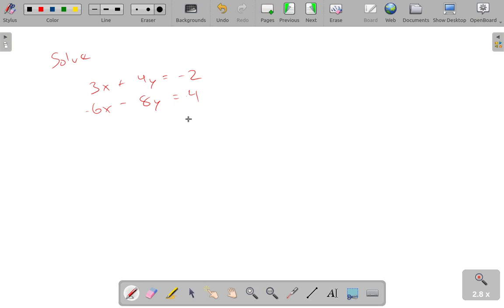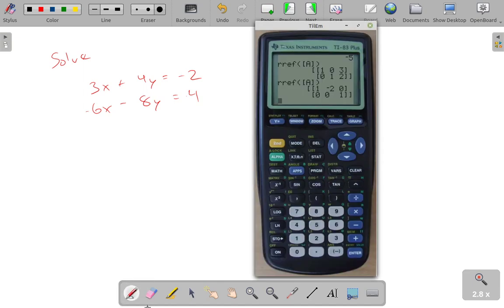Let's solve another system of equations. In this case, it's 3x plus 4y equals negative 2 and negative 6x minus 8y equals 4. Once again, I'm just going to enter this into the calculator and see what happens. We'll do edit. Let's see, this is 3, 4, negative 2, negative 6, negative 8, 4.